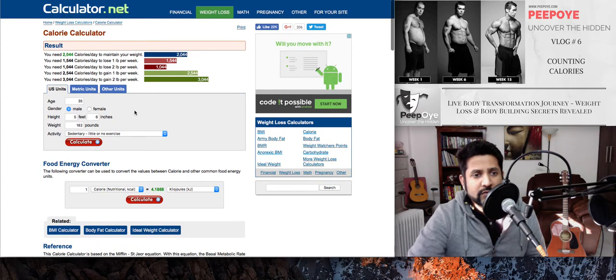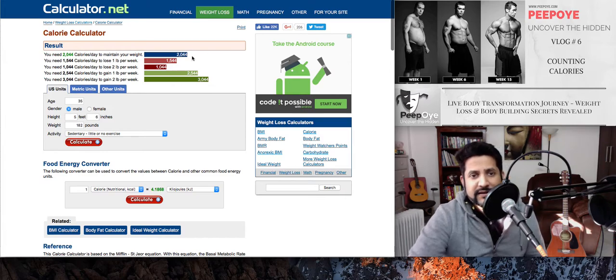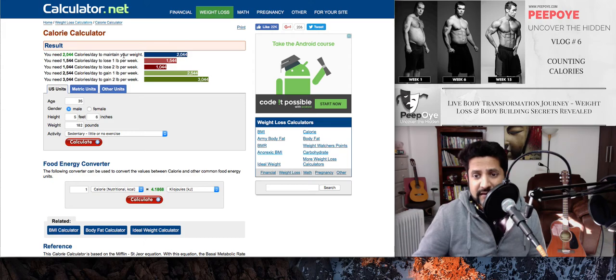Okay, so what it says is that I need 2,444 calories per day to maintain my weight. What I'm eating is about 2,176, which is more than what I need to maintain. And that's the reason I keep gaining. When a month goes by, of course, you gain like a pound or a kilo in 2 months, and that's a sad state of affairs.